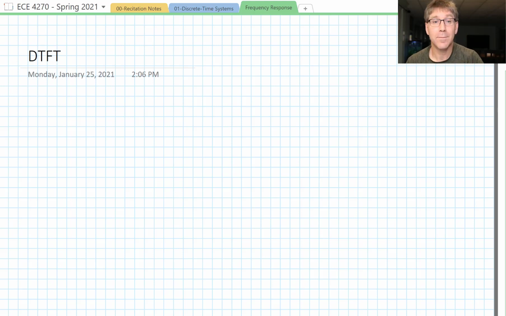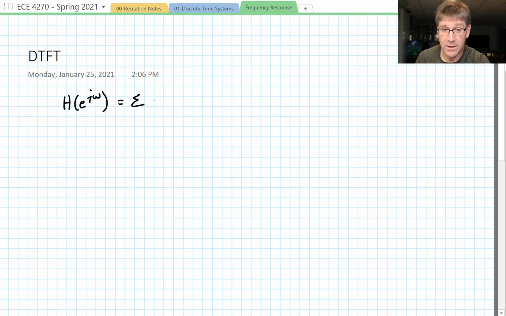Hello. So we talked about frequency response last time, and this time we're going to generalize this whole concept of frequency response into what we call the discrete-time Fourier transform. So the frequency response we found was defined as the sum over the impulse response multiplied by this complex exponential function.